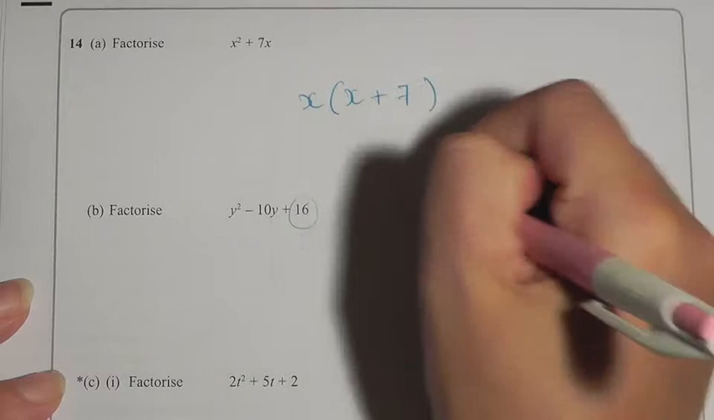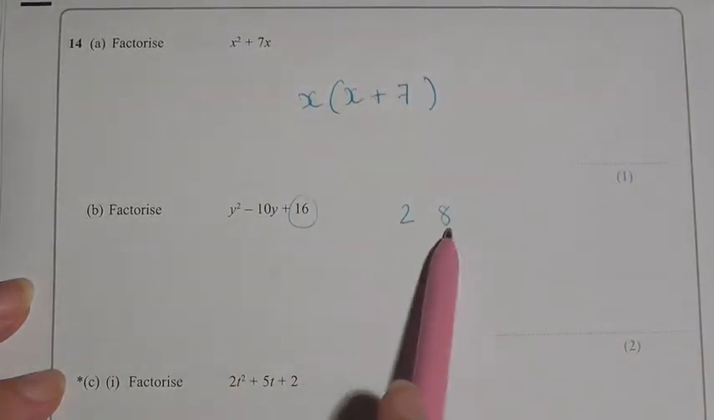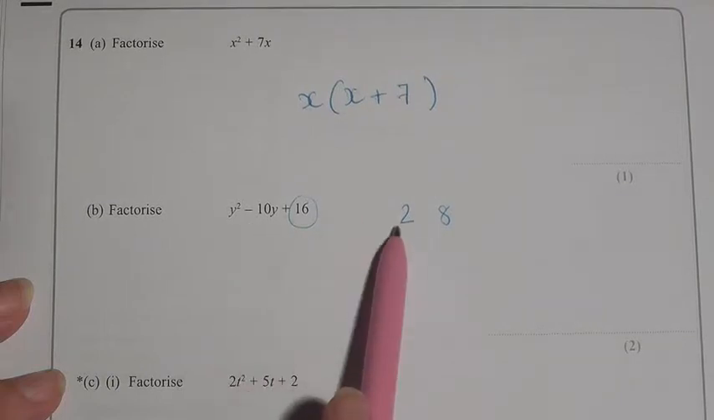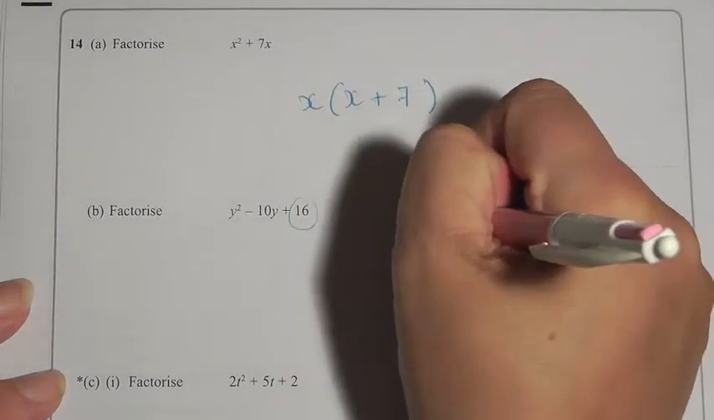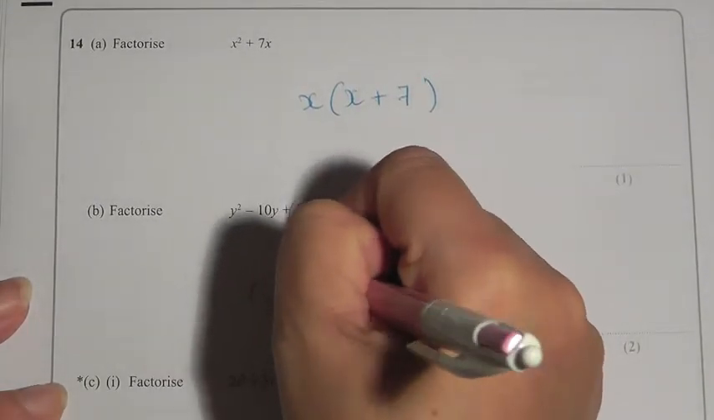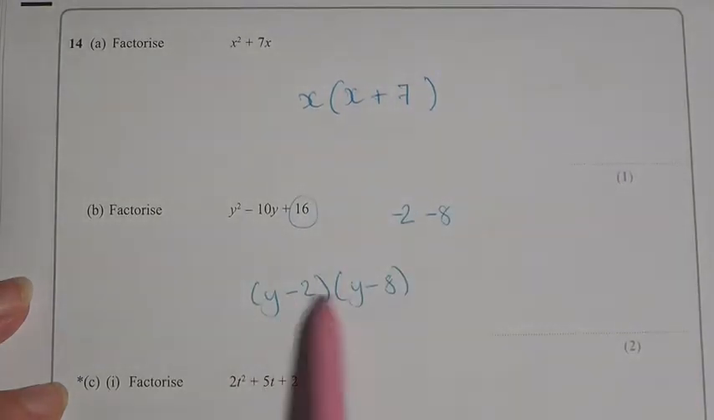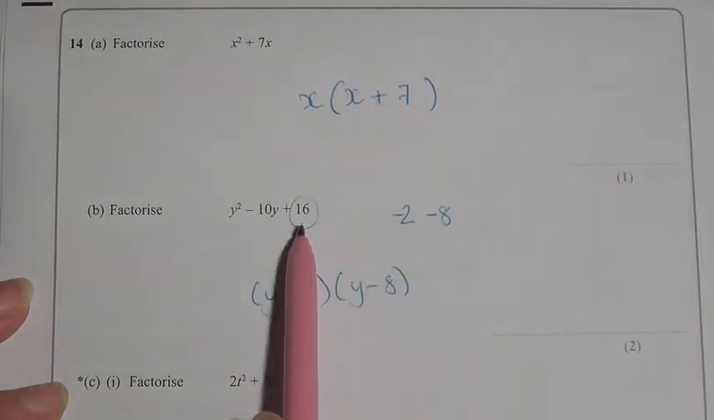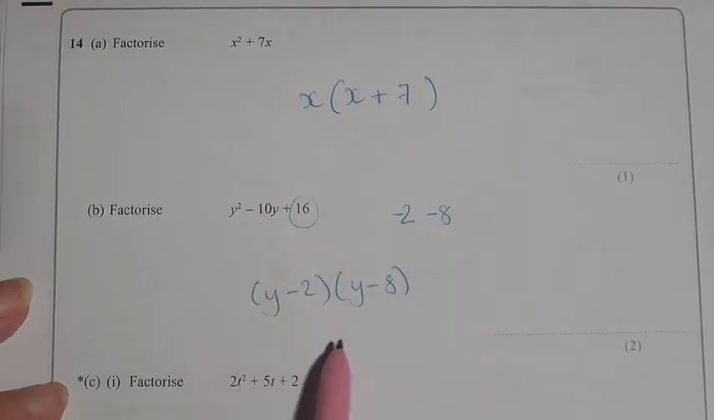So if I start with this, I've got 2 and 8. They wouldn't add to make minus 10 unless they were both negative themselves, which would still give me the plus 16. So that's what I'm going to use. It's going to be y minus 2 and y minus 8. Minus 2 times minus 8 is plus 16, and minus 2 minus 8 is minus 10. So this is correct.